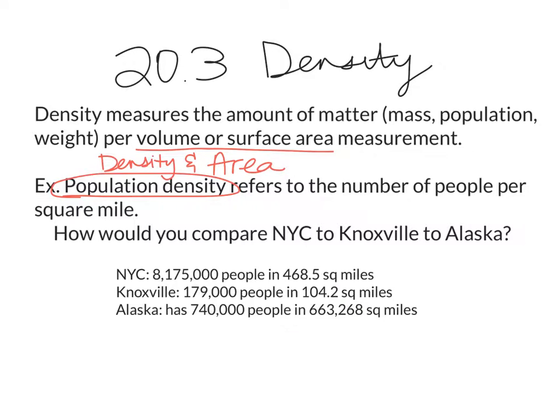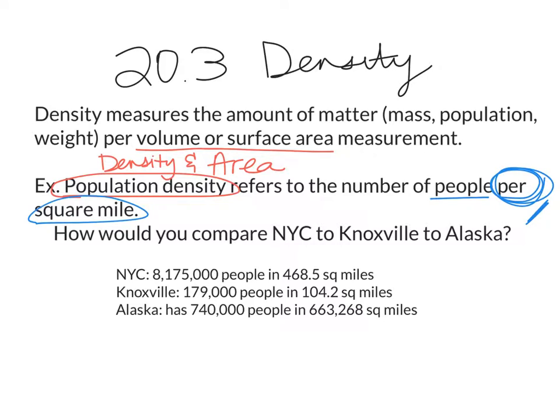The example here gives us what we need in terms of how to solve this problem. It says people per, and hopefully per to you means division, square mile. So we're just going to divide the number of people by the number of square miles. I'm going to take my calculator. In New York City, it says there's over 8 million people living in 468 square miles. So in my calculator, I'm going to do 8,175,000 divided by the number of square miles.